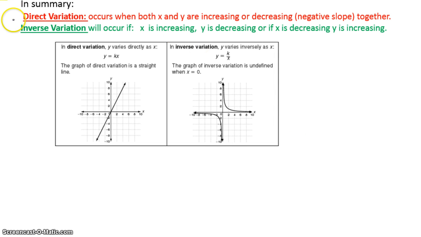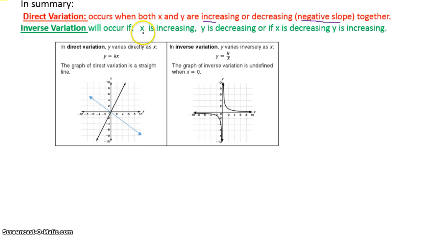Alright, so in summary, what did we learn? Direct variation occurs when both x and y are increasing, or they are both decreasing. If they're decreasing, that's going to be a negative slope. And look down here at your graph. This would be where they are both decreasing, your negative slope.